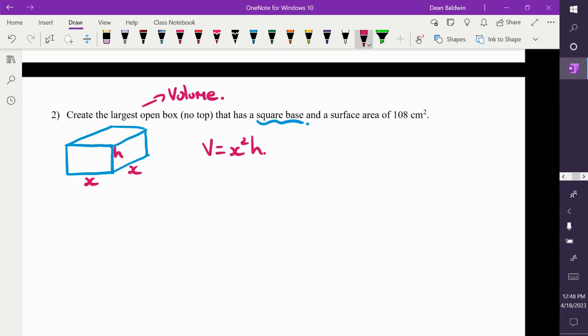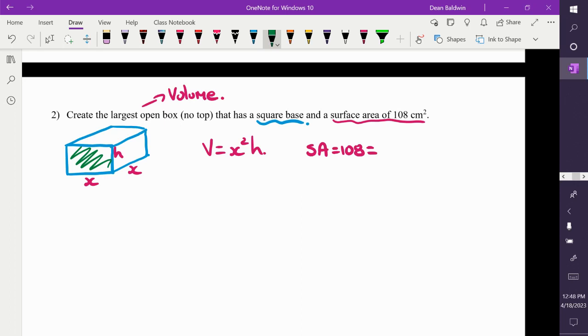Okay, so do we have another formula? Or do we have other information? They tell us the surface area, right? So surface area, which is 108. Now, how do you find the surface area? Add the area of all the sides together. Yeah. So, what is the area of that side? How many of those sides are there? 4. There's 4 of them.